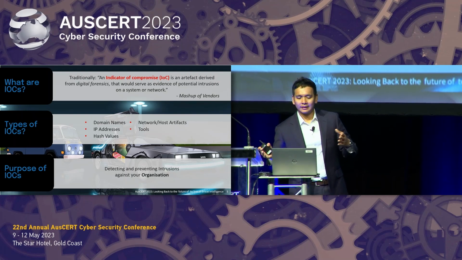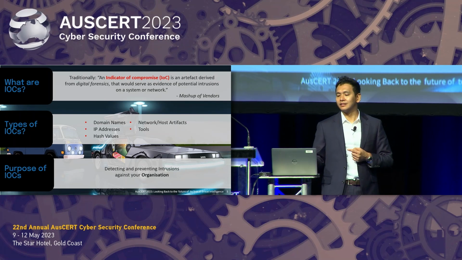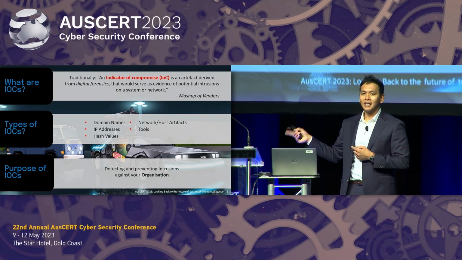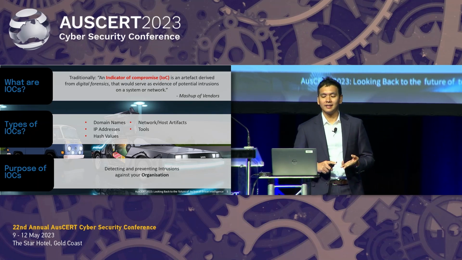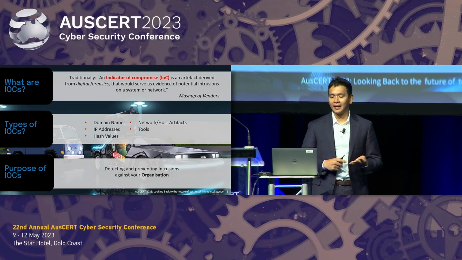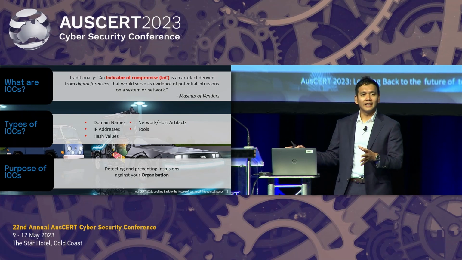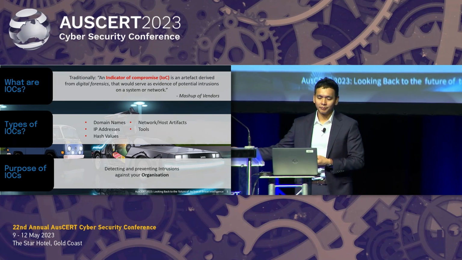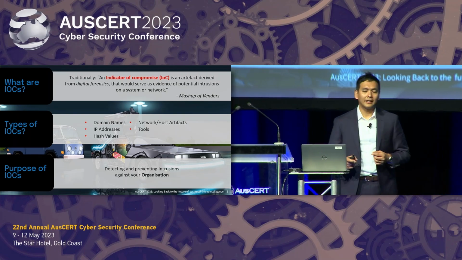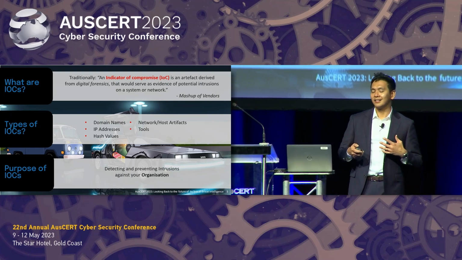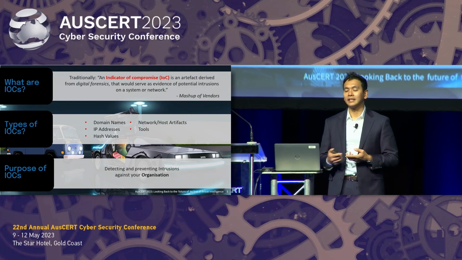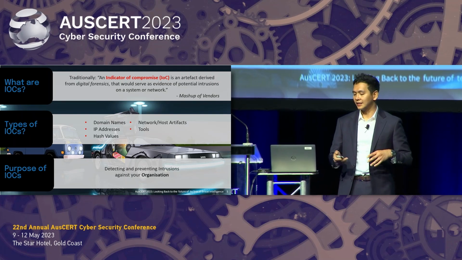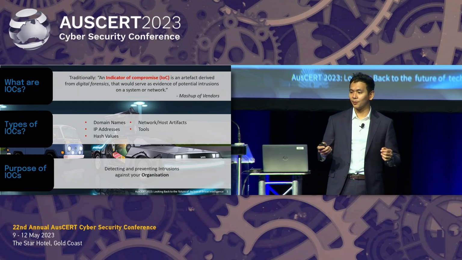So more on that later, but the types of IOCs most of us associate with are domain names, IP addresses, hash values, network host artifacts, tools. Those are the things we commonly associate IOCs with from a technical perspective. And then when we look at the purpose of IOCs, it's mainly for detecting and preventing intrusions against our organizations. Agree? Awesome.